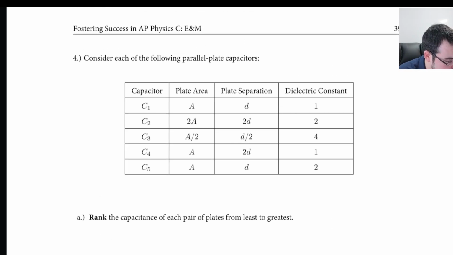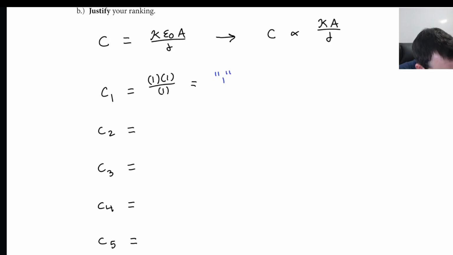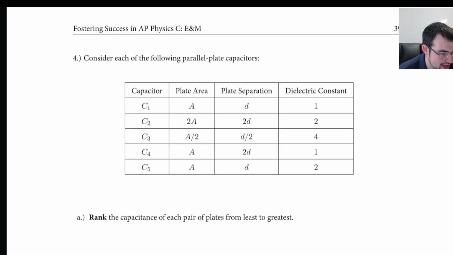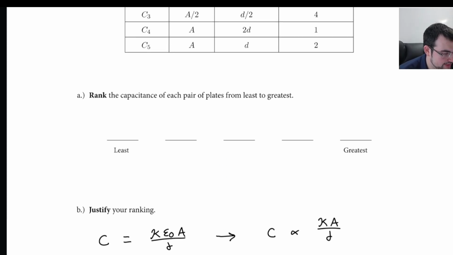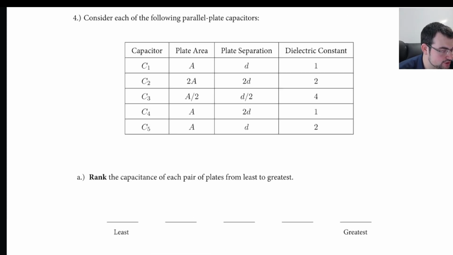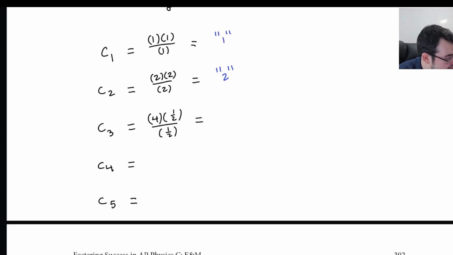Now for C2, we doubled everything. So that gives us an effective capacitance of 2 in this unit system. For C3, we halved the area, we halved the separation, but we quadrupled the dielectric constant. So that's going to be an effective value of 4, right? Because area and separation are inversely related, so if I did the same thing to both of those, they effectively cancel. So I'm just looking at the effect of the dielectric constant, making that 4.